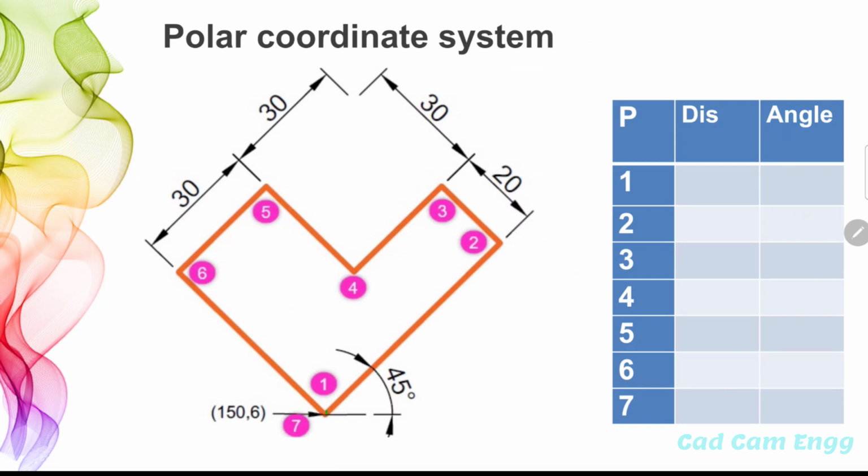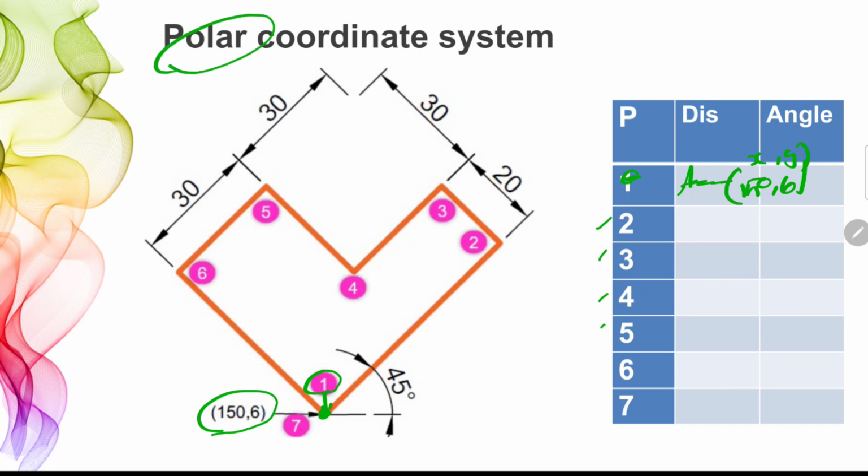So the first point, this is our first point. I think you are able to see it on the screen. Already I mentioned it as 1. The first point is already given, 150, 60. So for this one we are not using this method. We know very well the first point we always enter using the absolute coordinate system. So here I directly enter the x and y axis values. So x is 150 and y is 60. Sorry, y is 6. So from point number 2 onwards we use the polar coordinate system method.